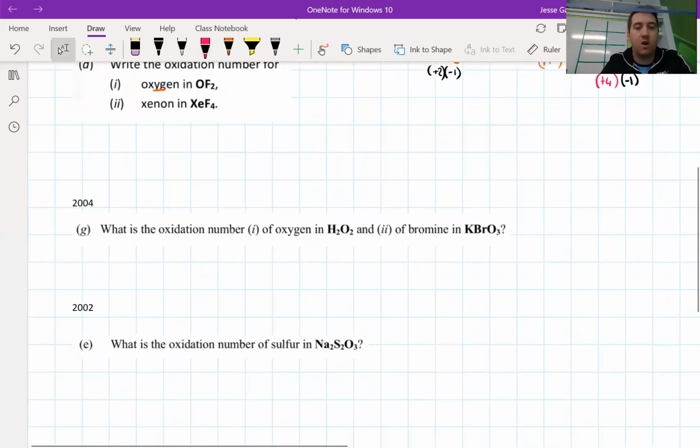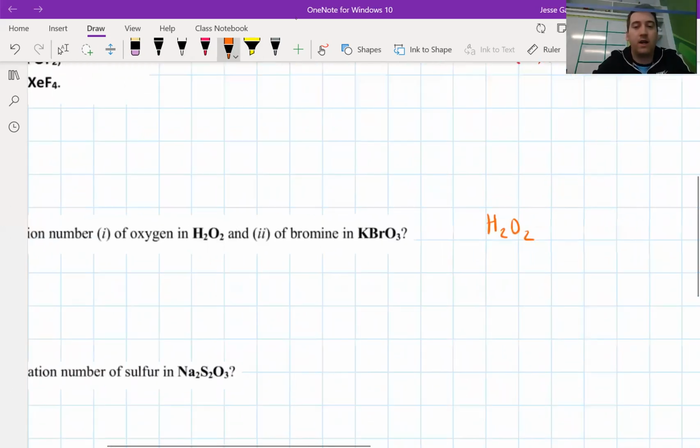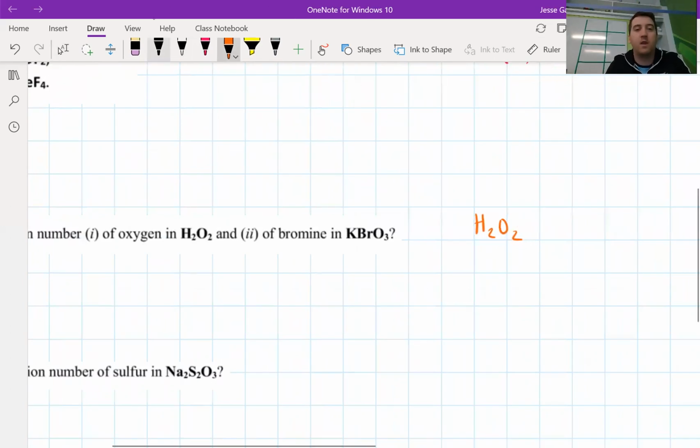What is the oxidation number of oxygen in H2O2? I'm going to go ahead and write this down, H2O2, and I'm going to pause the video and try this one now. Right, so the eagle-eyed ones of you will know that this thing here is called a peroxide. H2O2 is a peroxide. And there's a special rule for oxygen in a peroxide, okay?